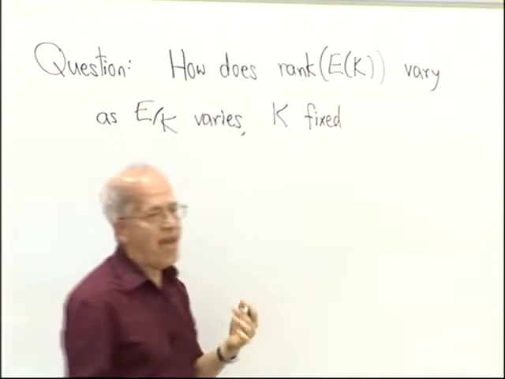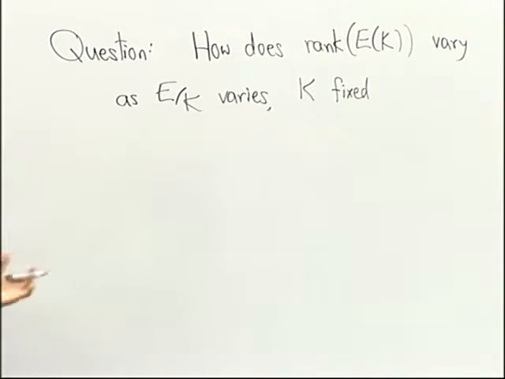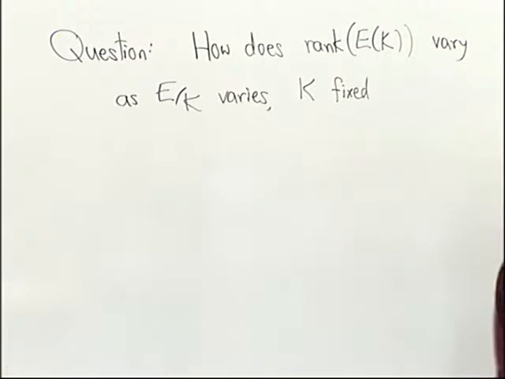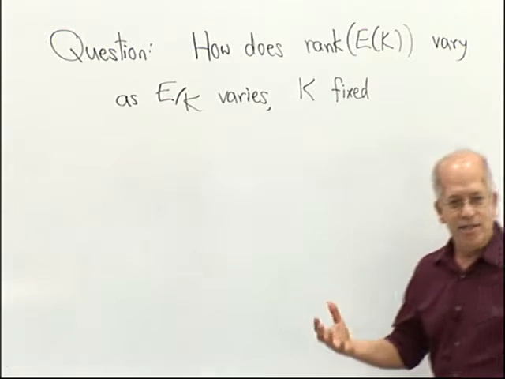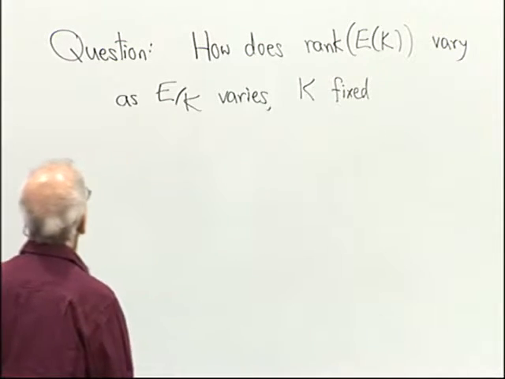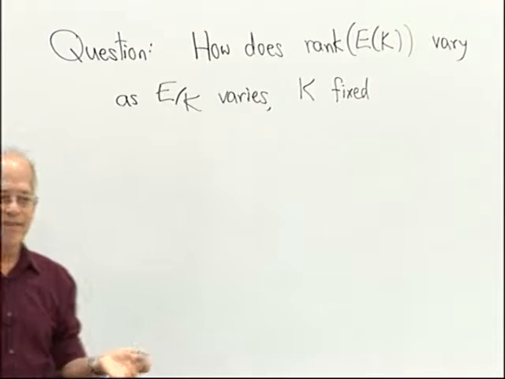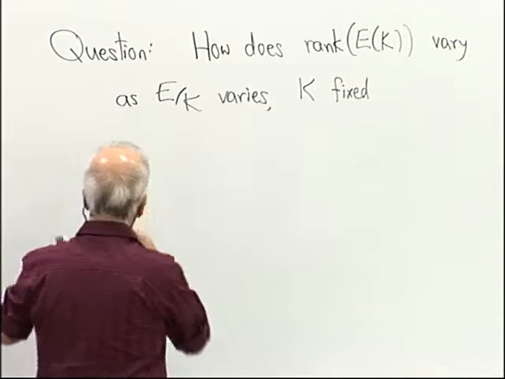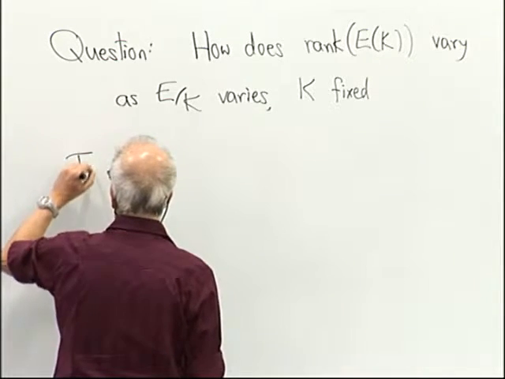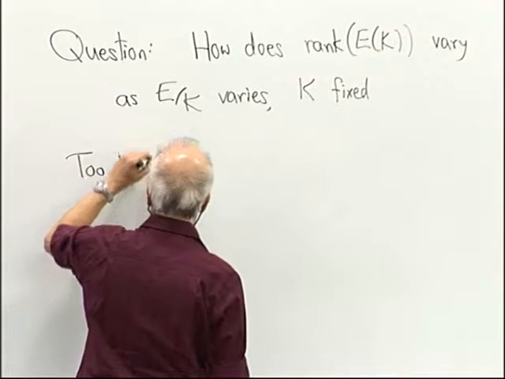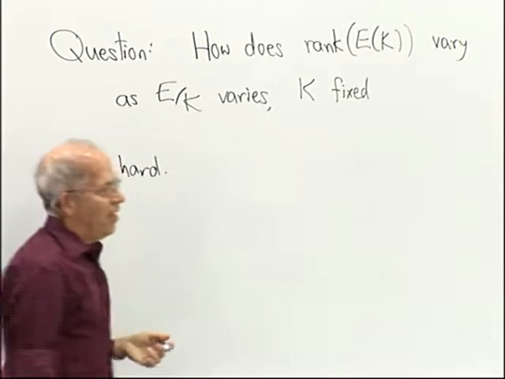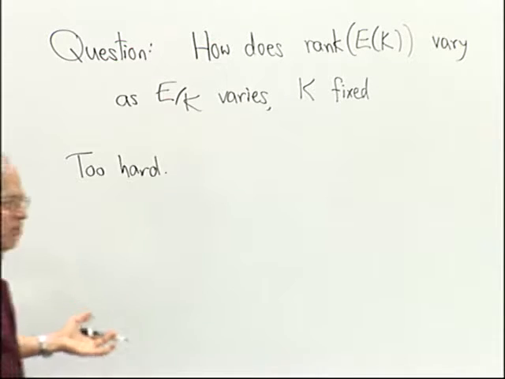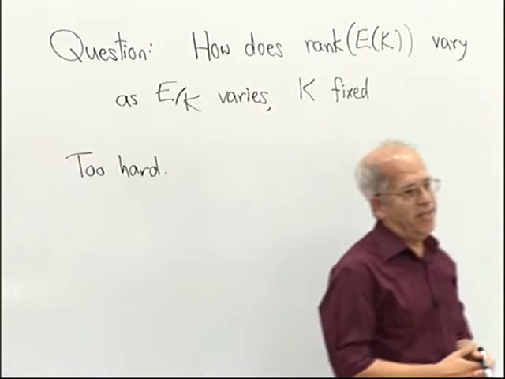And that's kind of vague. How is E varying? But it should have a nice answer that really doesn't depend on how E varies, as long as it's varying in some reasonable way. And since I can't really answer it, I don't have to specify. Okay, well, first of all, it's too hard to prove a lot in this situation. And so what do you do when you want to talk about ranks of elliptic curves and it's too hard? You look at the Selmer group instead.